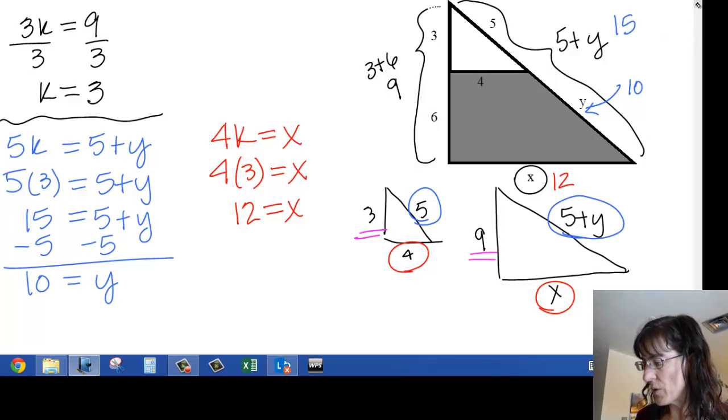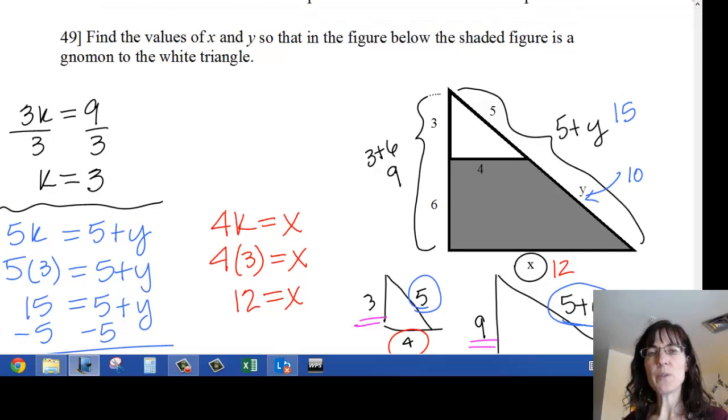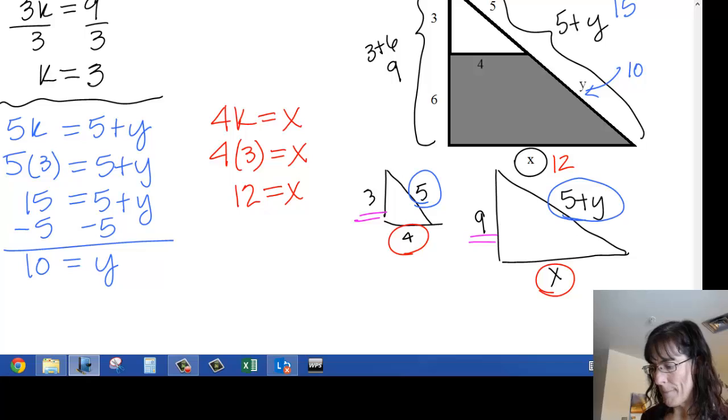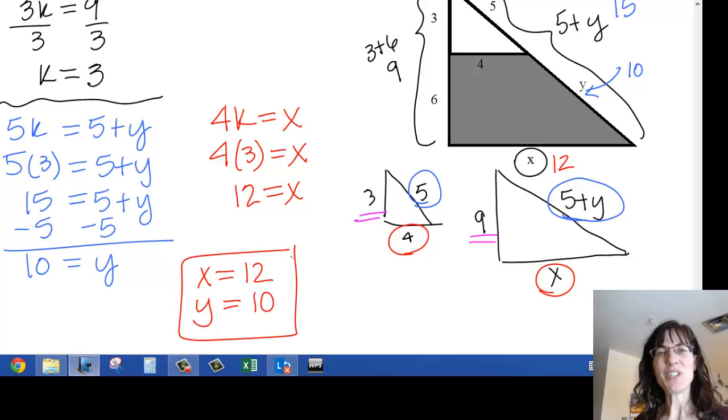Now let's read the question again. Find the values of x and y so that in the figure below the shaded figure is a gnomon to the white triangle. So I did that. My x is 12 and my y is 10. So I actually answered the question that was being asked.